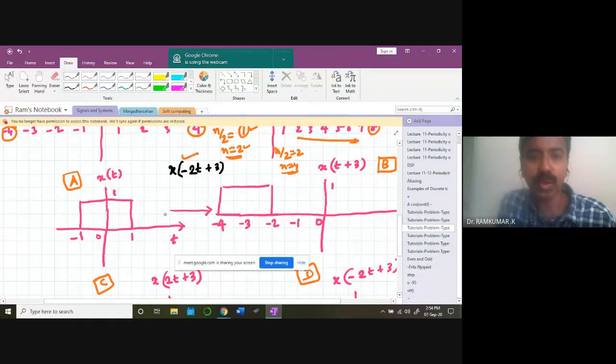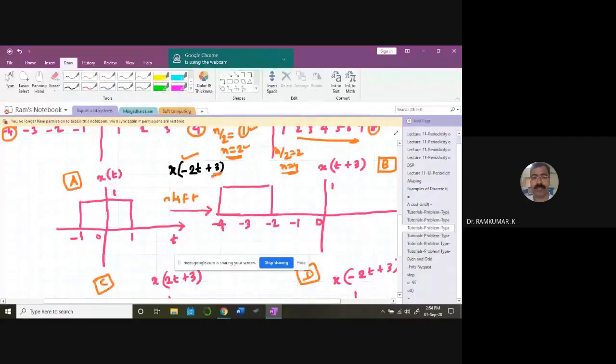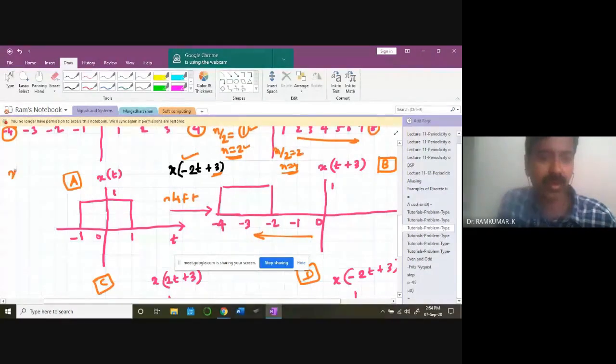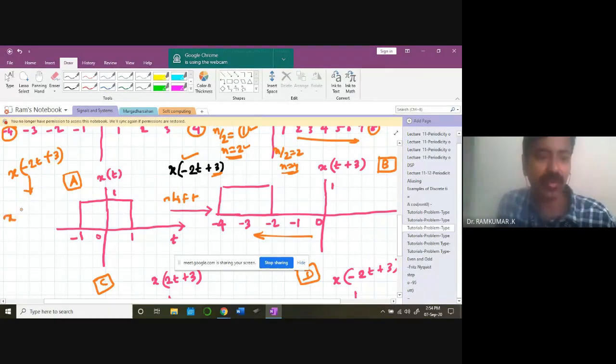So what do I do? Normally the waveform is shifted by 3 instants, plus 3. So naturally it is going to get shifted. So x of minus 2t plus 3, that's the waveform. First stage, what I am doing is x of t plus 3.